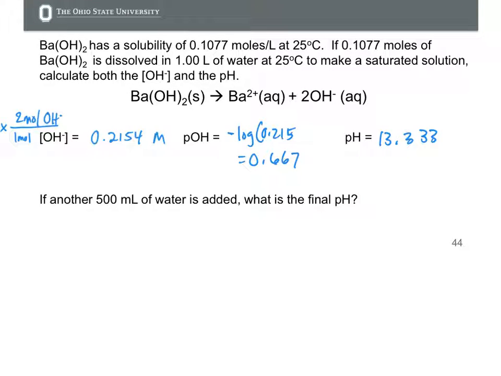Do you expect the pH to be higher or lower? Slightly lower? I agree with that. Okay?